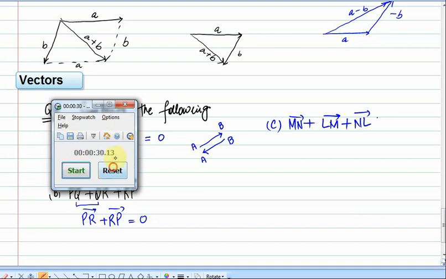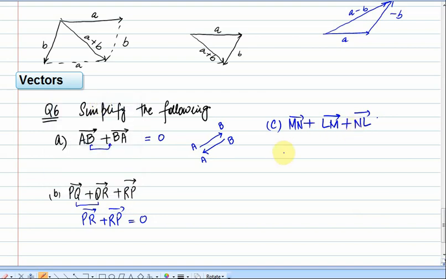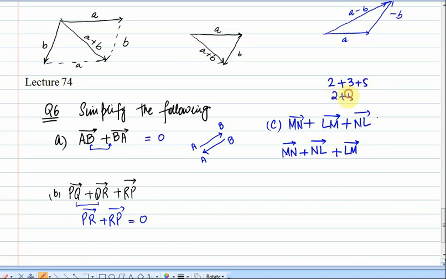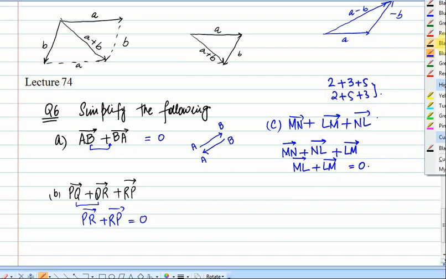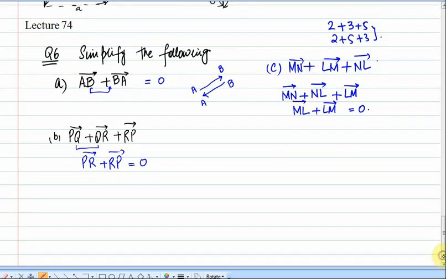Alright, so first thing we need to arrange it a little bit. I will write MN and after that I will write NL, and then it will be LM. It won't make a difference if you have 2 plus 3 plus 5, or you write 2 plus 5 plus 3, the answer remains the same. So MN plus NL will be ML, plus LM, again negative vectors, resultant is 0. Right? So I hope that all of you are clear in question number 6.